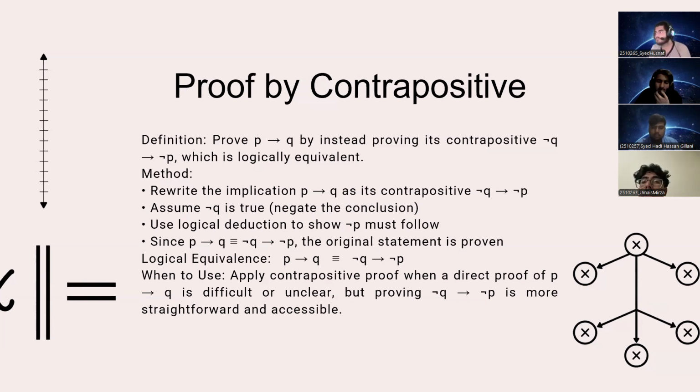The steps of contrapositive are: one, write the contrapositive; two, assume the negation of the conclusion; number three, show the negation of the assumption follows; and last but not least, therefore the original statement is true. This method is useful when proving the opposite direction is easier. Next slide, please.